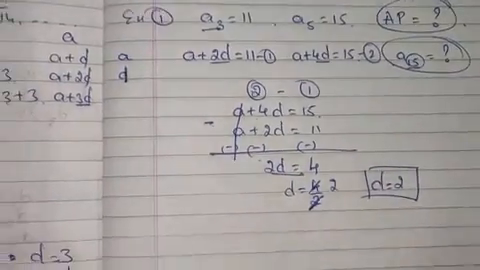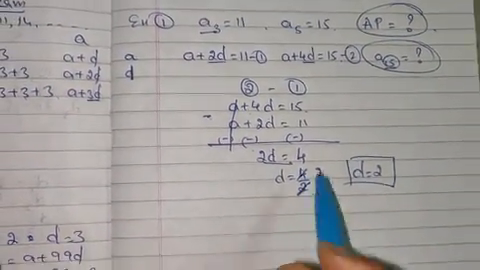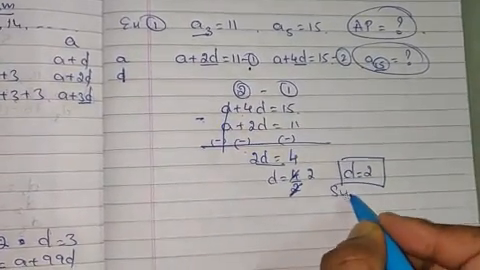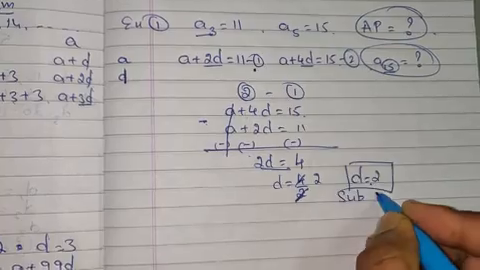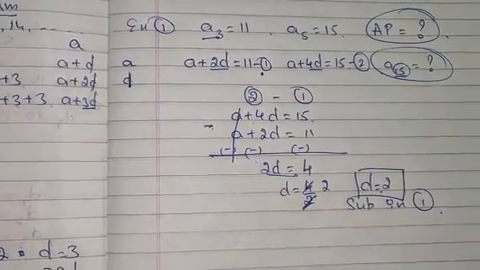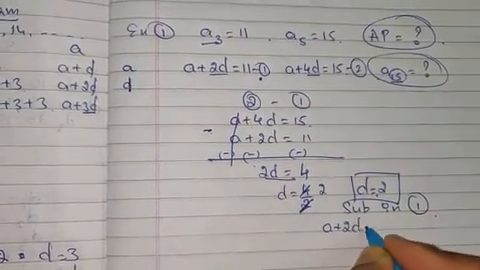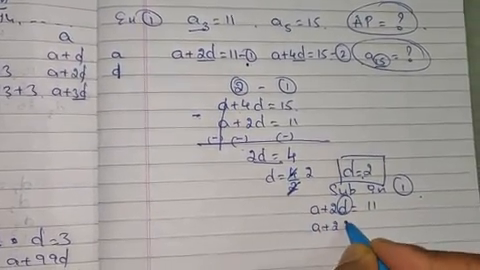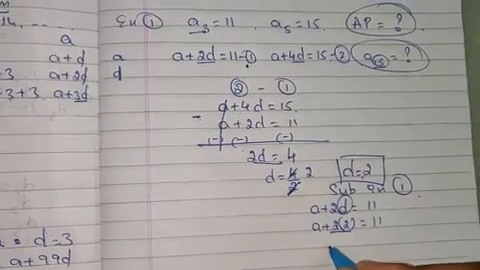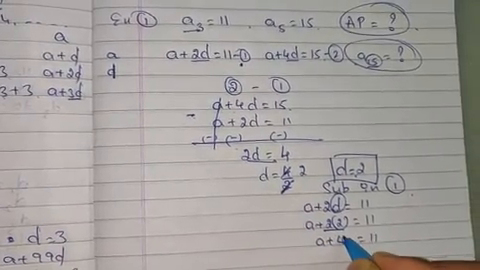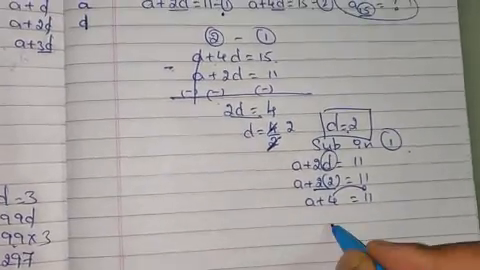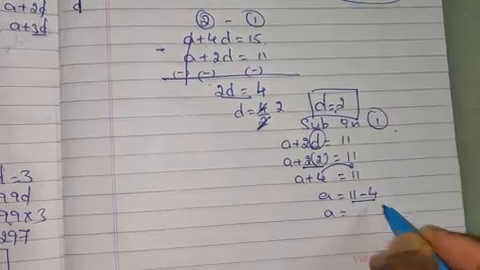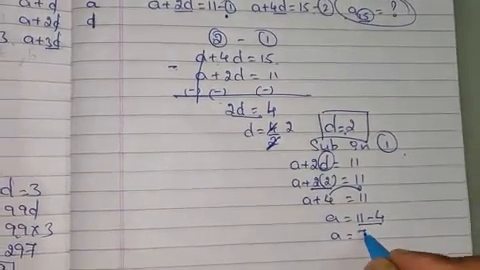Now let us find the value of A. D can be substituted in any equation, equation 1 or 2. Let us substitute D is equal to 2 in equation 1. So A plus 2D is equal to 11. So 2 comes in the place of D. A plus 2 into 2 equal to 11. 2 twos are 4. Plus 4 goes to the right side, becomes minus. That is the rule of transposition. 11 minus 4 is 7.